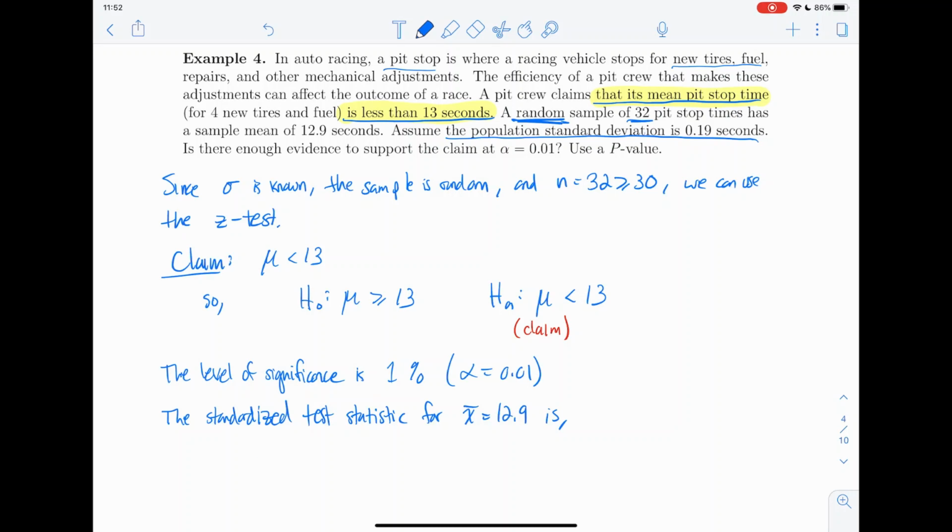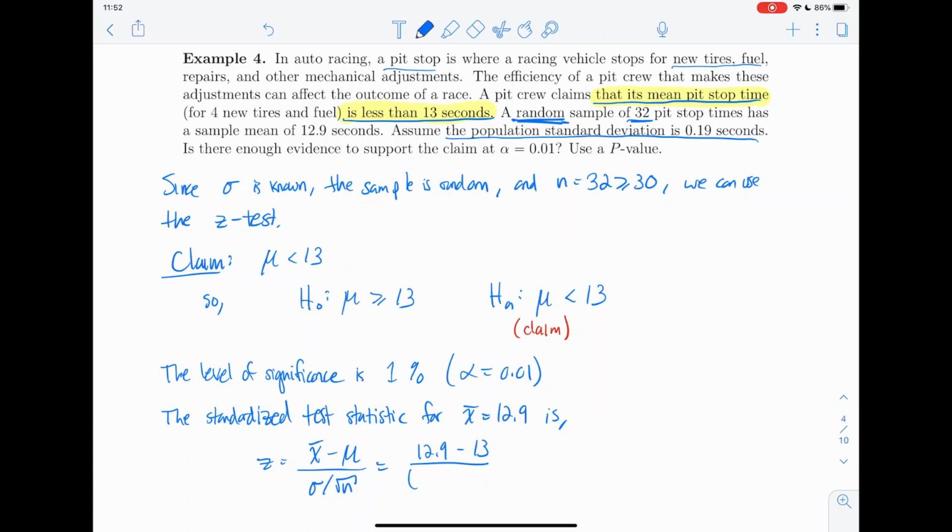to a z-score. Z is going to be, remember the formula is x bar minus mu over the standard error, sigma over square root of n. So in this case, we're going to get 12.9 minus the proposed mu, which was 13, because again, we're assuming that the equality in the null hypothesis is valid. That's the whole point of all of this.